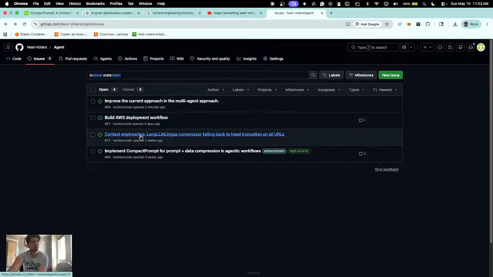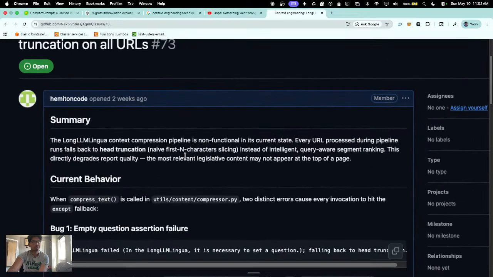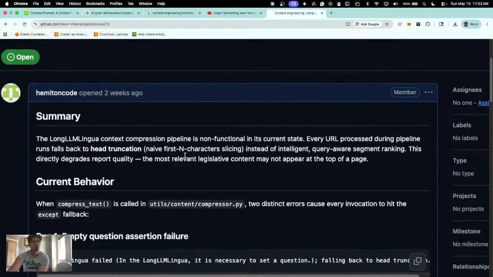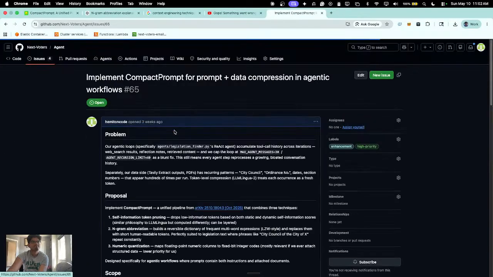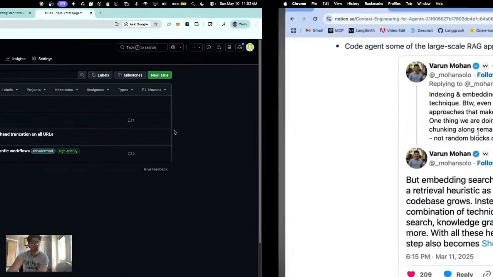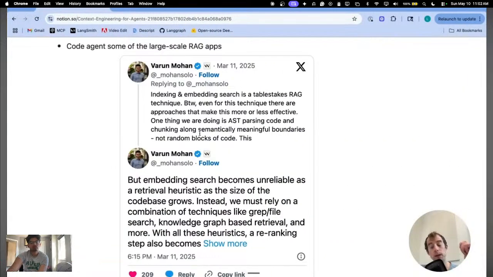But he also mentions that pure embedding-based search can become unreliable, so they use a combination of techniques like grep, file search, knowledge graphs, and they use an LLM-based re-ranking on top of all of these. So when you look at knowledge selection in popular agents, for example, like the code agents, this is highly non-trivial, and a huge amount of context engineering goes into knowledge selection.